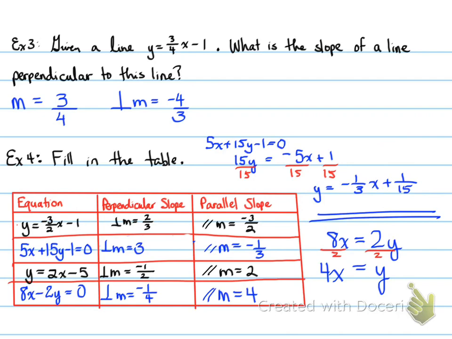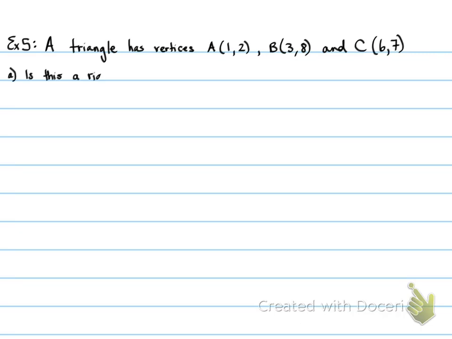Okay, moving on to another example. Example 5. A triangle has vertices A, B, and C. Part A says, is this a right triangle? And justify your answer. So we're not going to draw it, folks. All you're asked is this type of question. This type of question would be an inquiry type question, where you have to justify your answer and you're asked to determine if a triangle is right angle or not.